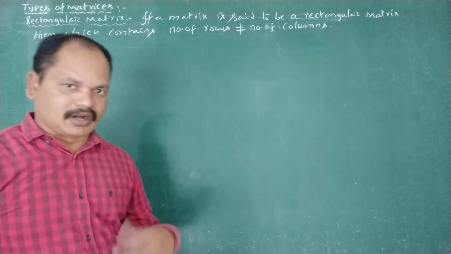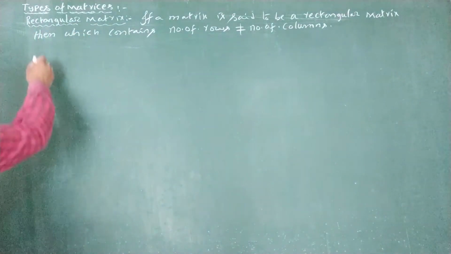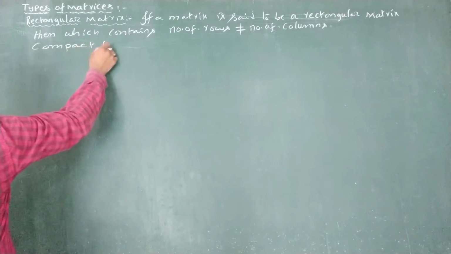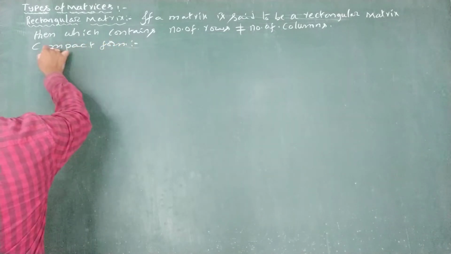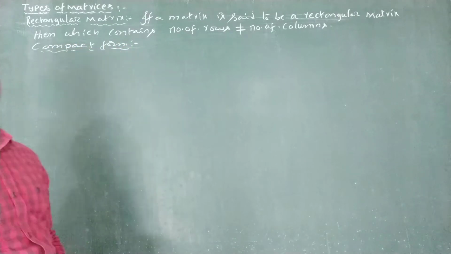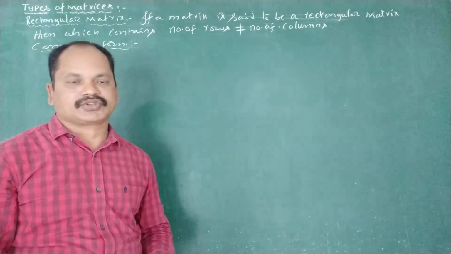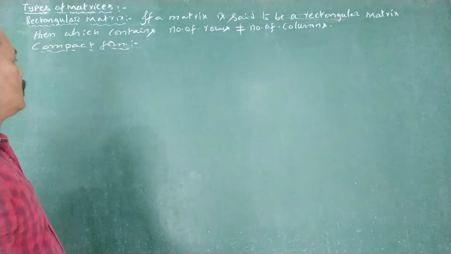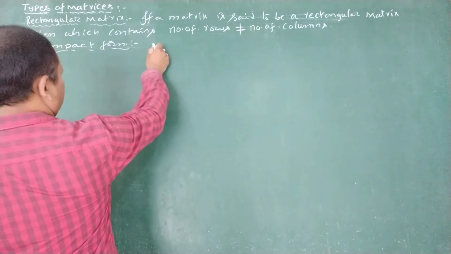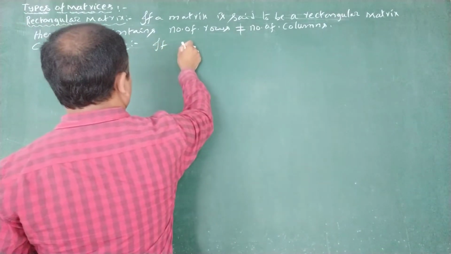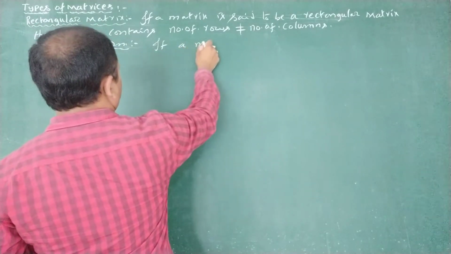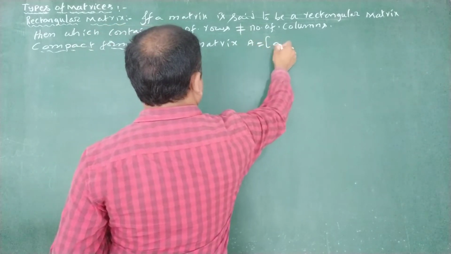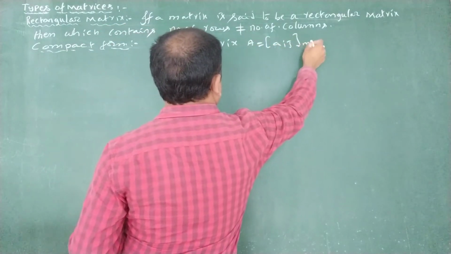Now we are going to the compact form of the rectangular matrix. Compact form is very important. This is the most useful formula, especially for objective questions. That's why the compact form. If a matrix, capital A equals Aij, where m by n.